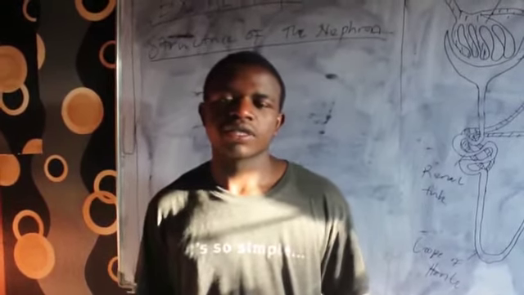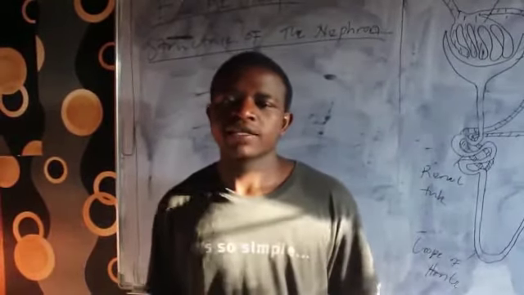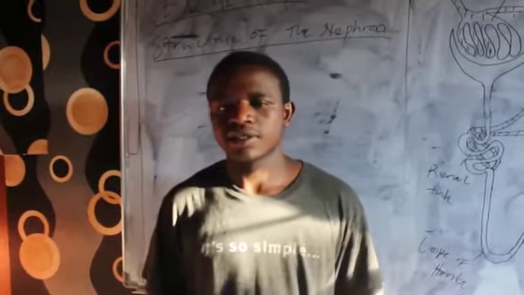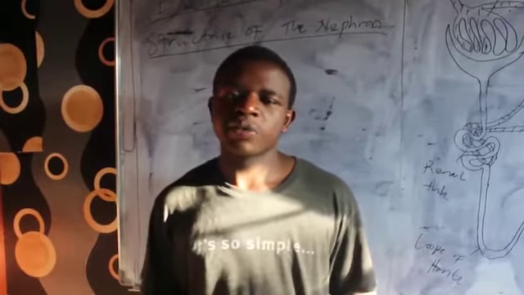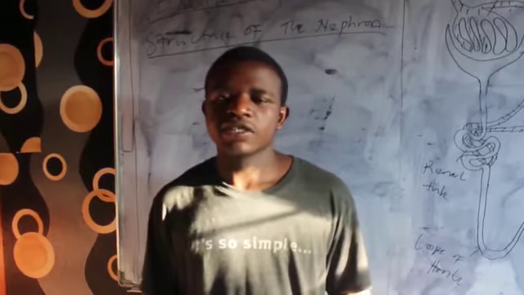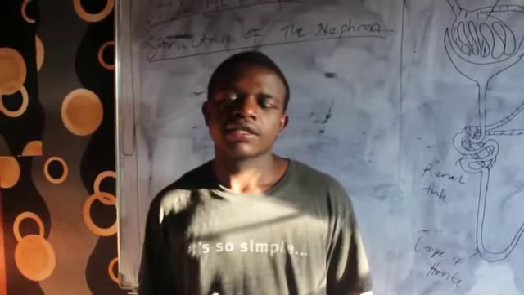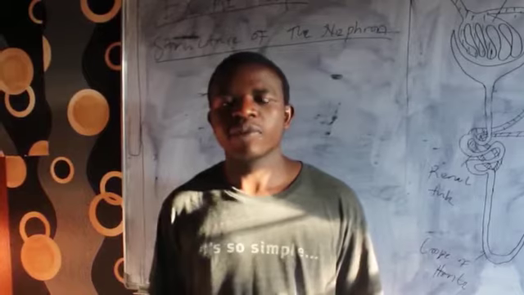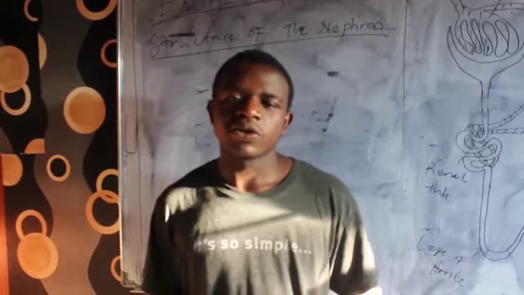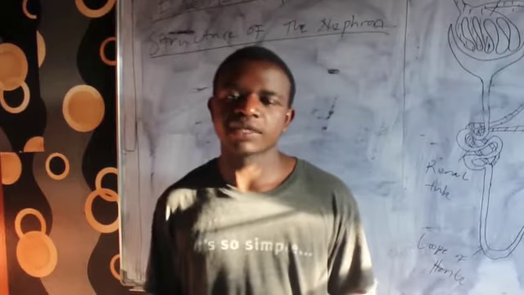We're going to talk about the structure of the nephron. So each capillary is supplied with oxygenated blood by the arteries. When the arteries enter the kidney, they subdivide into the arterioles, and the arterioles further subdivide into the capillaries. Thousands of capillaries form a knot, which is referred to as the glomerulus. And the glomerulus is surrounded by a cup-shaped structure, which is referred to as the Bowman's capsule.